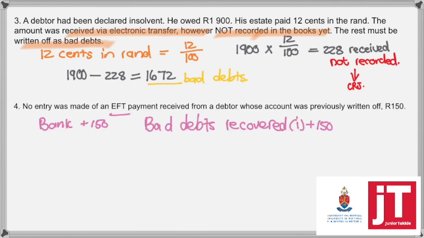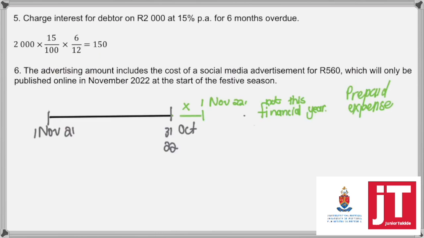Then number 4, an EFT was received from a debtor whose account was previously written off. So he does not exist as a debtor anymore, so it can't be debtors control. So we add to bank and bad debts recovered, an income account. Number 5, interest on an overdue debtor. We charged and calculated 150 Rand. So we add to his account, which is debtors control, and credit interest on overdue debtors.